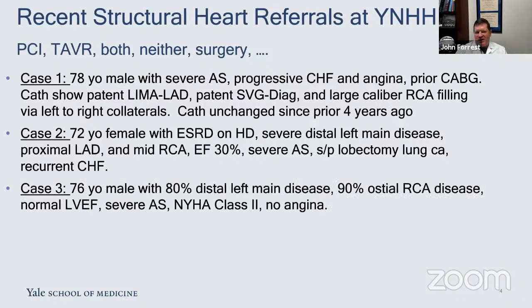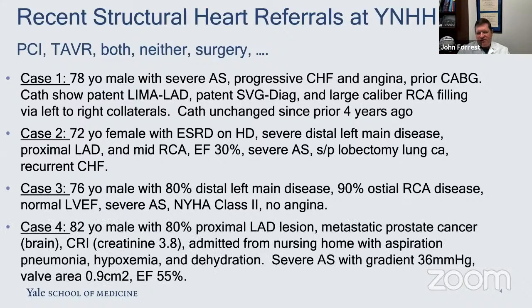The third was a gentleman with an 80% distal left main, as well as a 90% ostial RCA. And the fourth is an unfortunate patient with an 80% proximal LAD, metastatic prostate cancer, and chronic renal insufficiency, who came in with an aspiration pneumonia and dehydration.